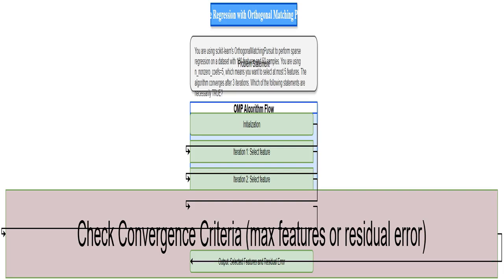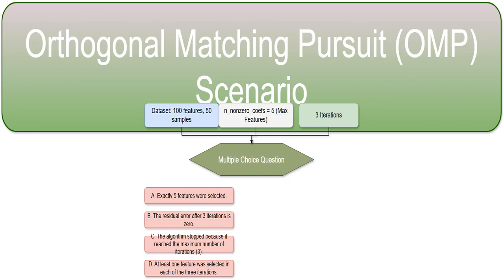I've completed 3 iterations. Now, I check if either the maximum number of features, 5 in this case, is reached or if the error is small enough to stop the process. The algorithm stops when one of these is true, not necessarily both, and not necessarily when the maximum iteration count is reached. We're using the orthogonal matching pursuit algorithm, a method for finding the most important features in a dataset.